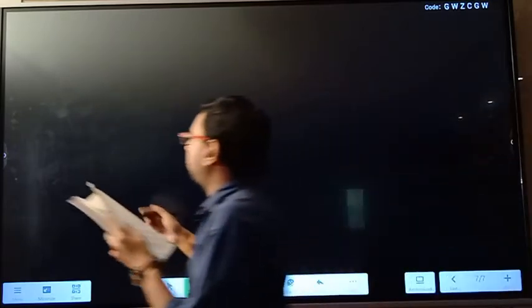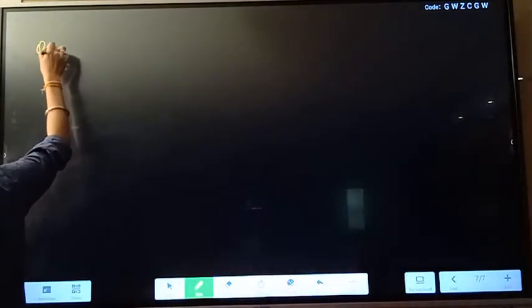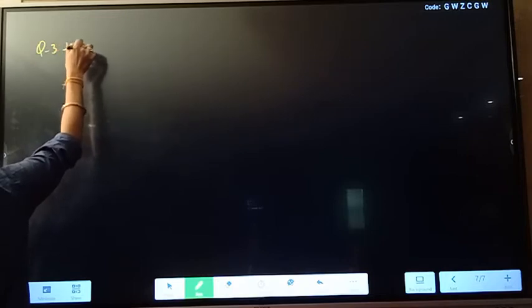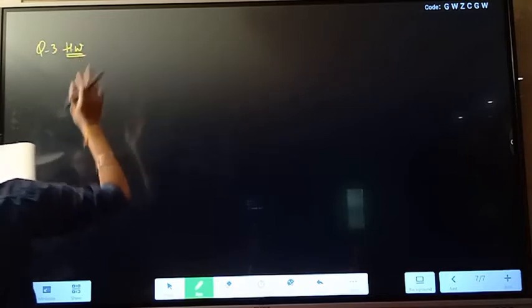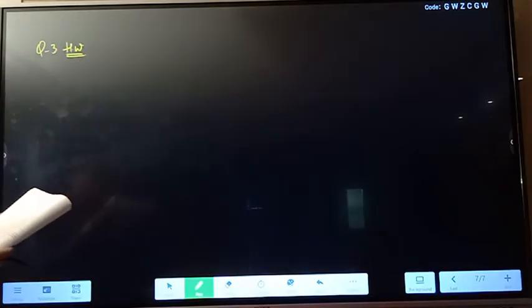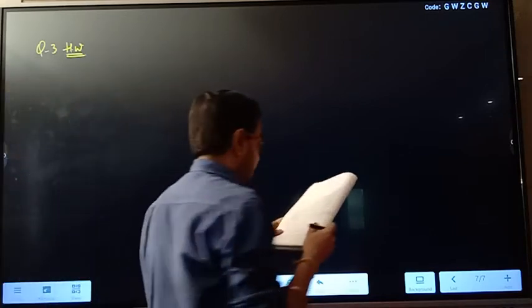Question number 3. Filling the blanks that you can do. Very simple. Question number 3, that's your homework you can do. Very easy. You have to apply the properties, simple properties. Very simple, right?